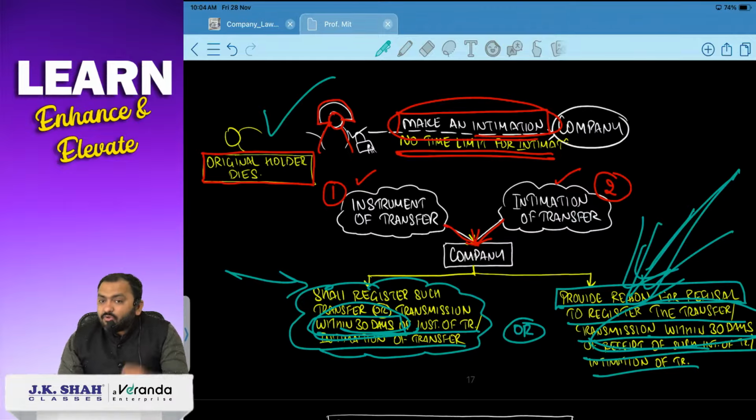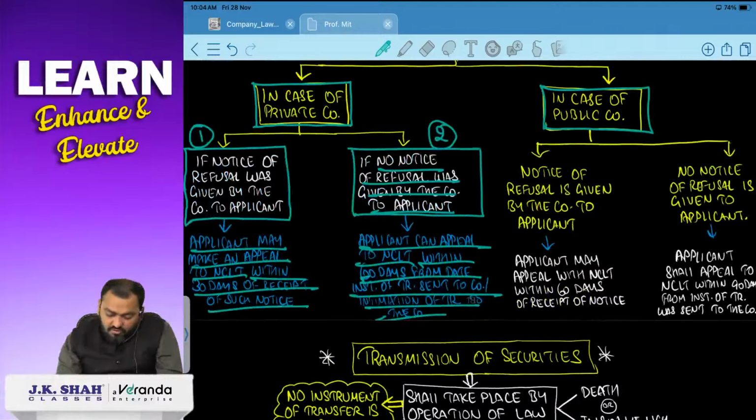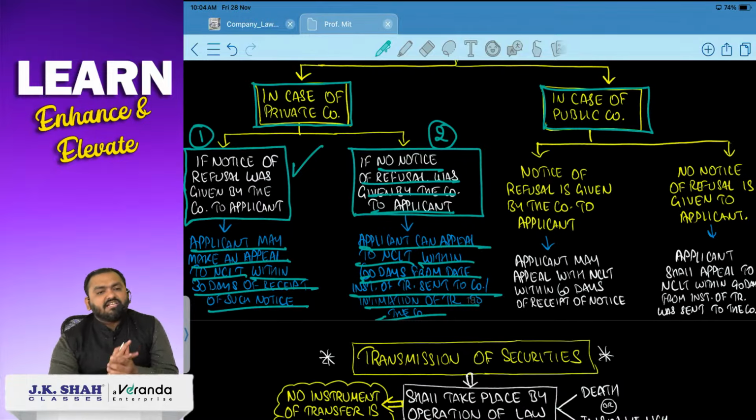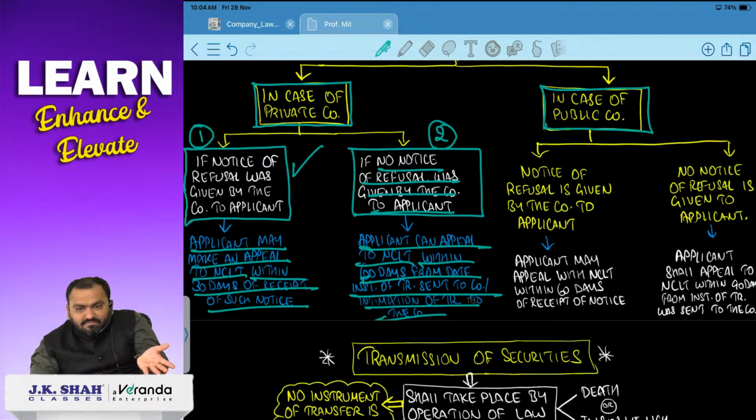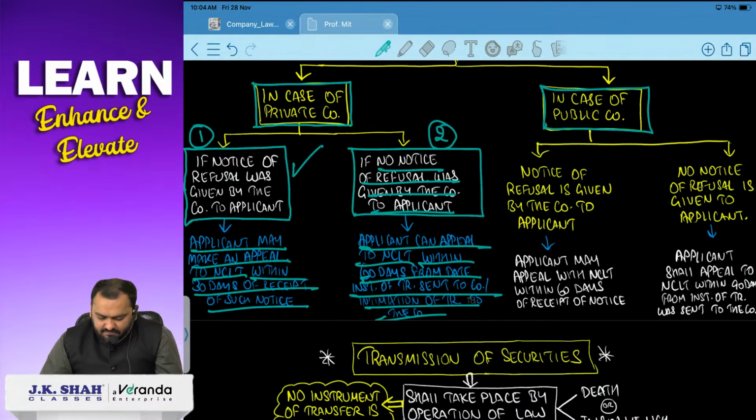If the company has sent you the notice, as in the previous case you saw, then we can appeal within 30 days from the receipt of that notice. But in this case you saw the company has not given you the reason, therefore 60 days. You can appeal within 60 days. Why 60 days? Because 30 days anyways you need to wait for reply or registration. So you wait for those 30 days and then a further 30 days you get time for appeal. So total 60 days. So this was in case of a private company.